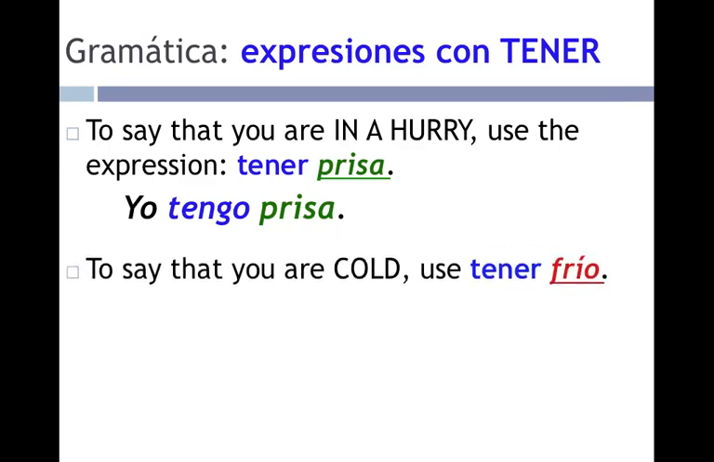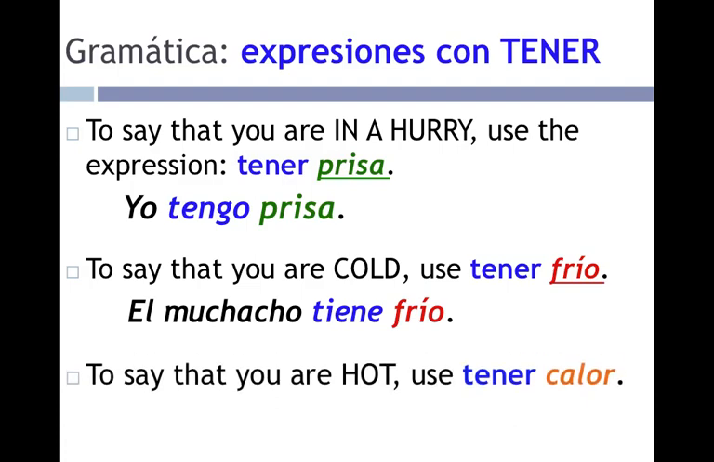To say you are cold, you use tener frío, to have cold. Repitan, el muchacho tiene frío. Once again, we say in English, the boy is cold. In Spanish, that would mean the boy is a cold person if you use the verb ser, to be. Instead, they say the boy has cold. He has coldness in his body. To say that you're hot, in a similar way, use tener calor, to have heat. Repitan, nosotros tenemos calor.